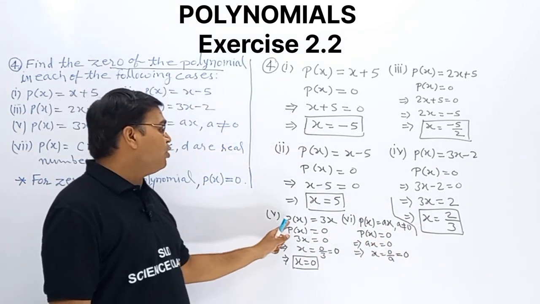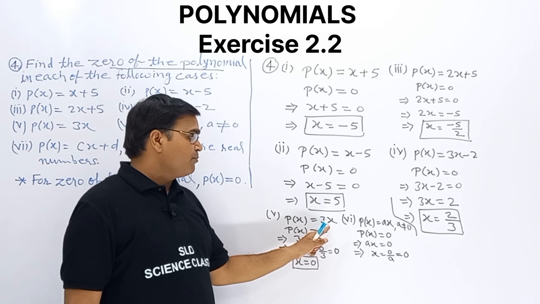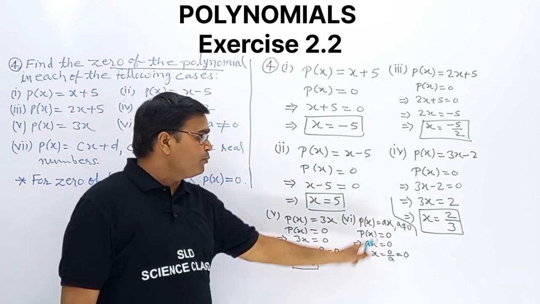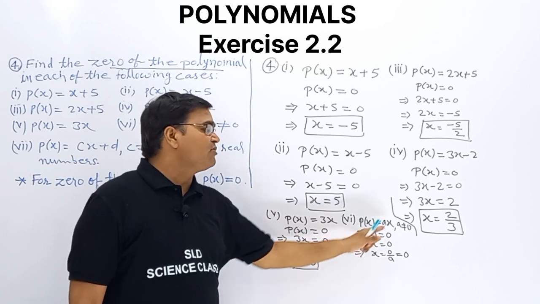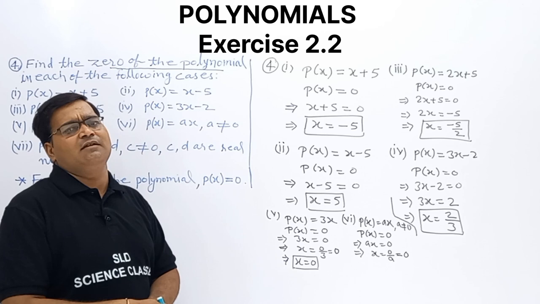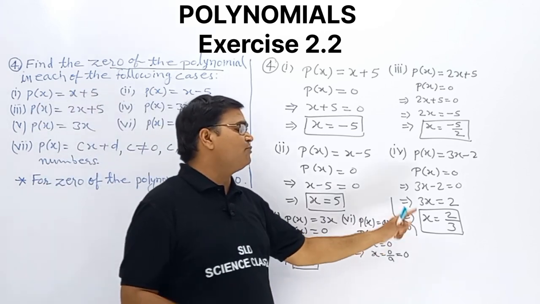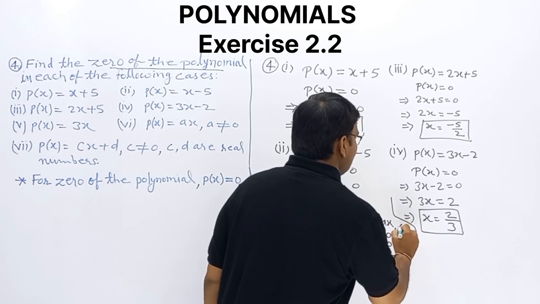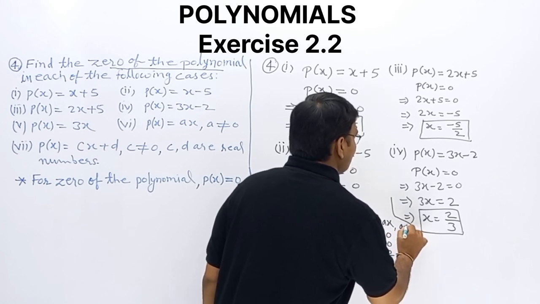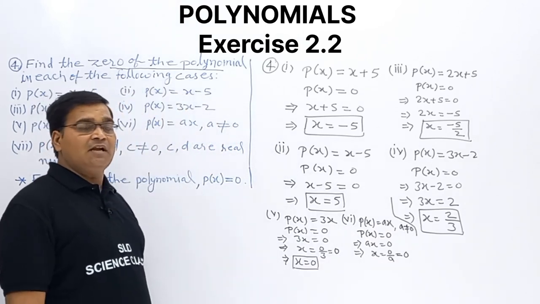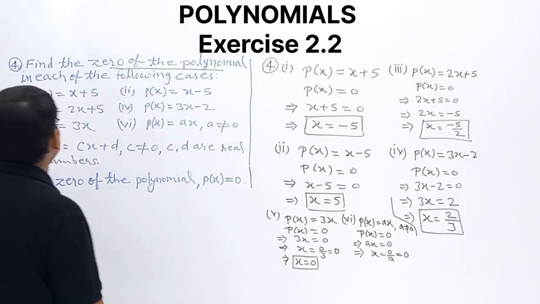Clear? So both are p of x equal to 3x, but in which we are having a. If we put a equal to 0, then this is not a linear polynomial. Polynomial is this one, but not linear. So we are having one condition: a should not be equal to 0. I hope you are getting why we are using this one. Clear?